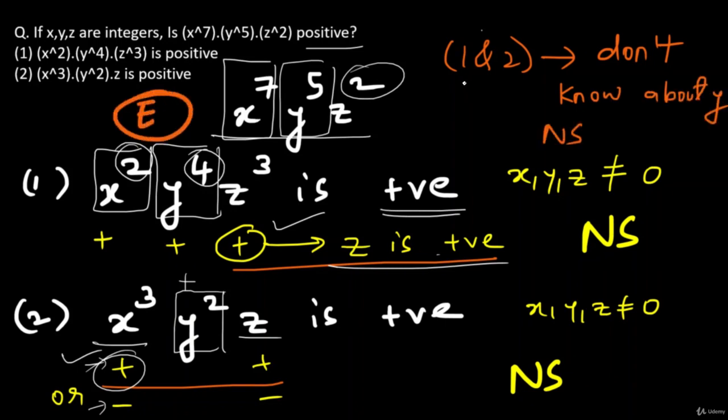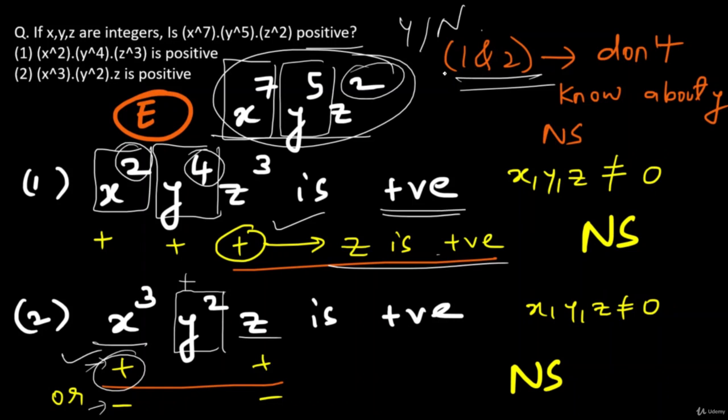So again, these two statements together don't give us enough information, right? Because x is positive, z is positive. Now, if you take y as a negative number, this number over here will be negative. If you take y as a positive number, this would be positive. So you are able to get yes and no. Therefore, statement 1 and 2 together is also not sufficient. And hence the correct answer to this question is option E.